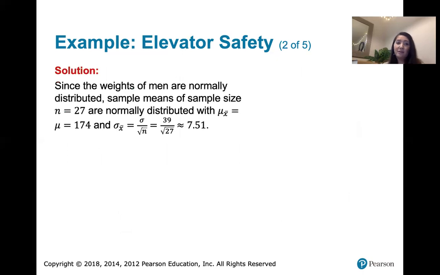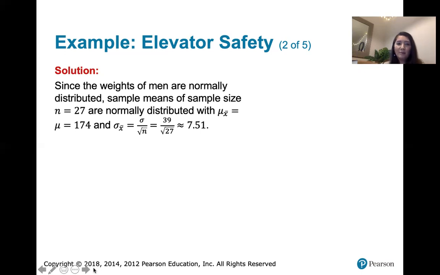So we were told at the very beginning that the weights of men were normally distributed. Since the weights of men are normally distributed, the sample means of the sample size n equals 27 are also normally distributed. And the mean of the sample means is equal to the mean of the population, which is 174 pounds. And the standard deviation of the sample means turns out to be the standard deviation of the original population, that was 39 pounds, divided by the square root of the sample size. The sample size was 27 in this case, so that quotient turns out to be about 7.51.